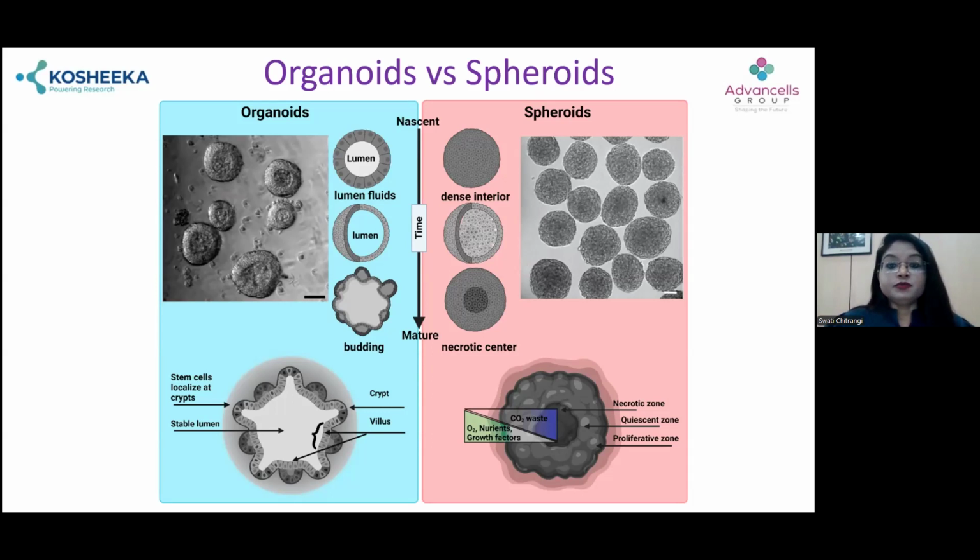And an organoid is closer to mimicking the human body as compared to a spheroid. But a spheroid is easy to generate, whereas an organoid is difficult to maintain and difficult to create. Everybody cannot create organoids. A spheroid is simple to generate and handle.